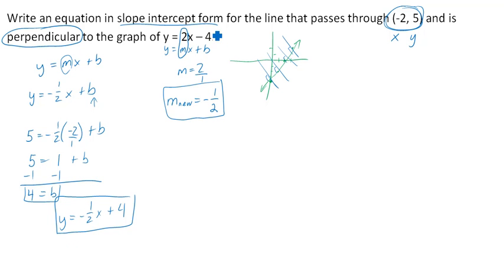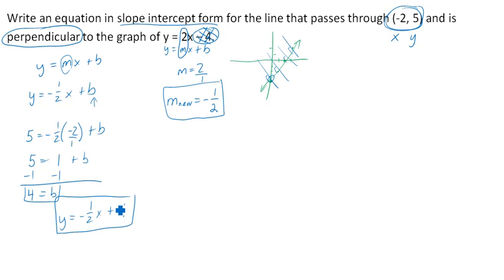Please note that this -4 was never used. It doesn't matter. It is irrelevant. It is not helpful at all because that's the y-intercept of our old line. Our new line will have a new y-intercept somewhere. It just so happens that that's a +4. Okay? It's not automatically the flip of that.